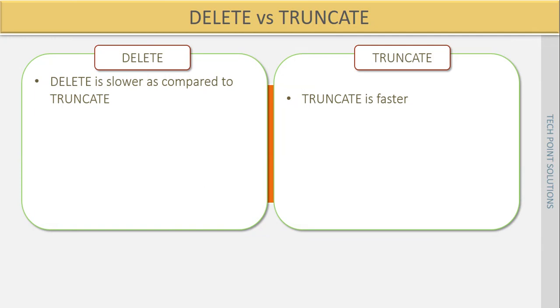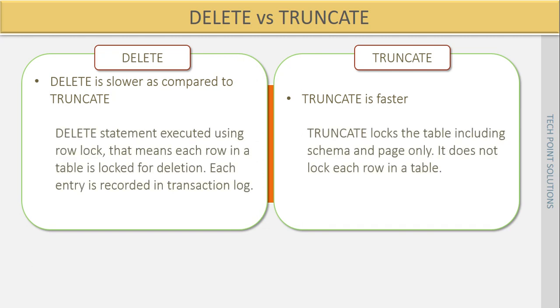Delete is slower as compared to truncate, and truncate is very fast. Why is truncate faster? Because truncate logs only the table including the schema and page. It does not log each row in a table. However, the delete statement is executed using a row log. That means each row in a table is logged for deletion. Each entry is recorded in a transaction log.